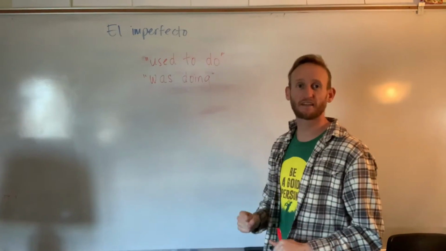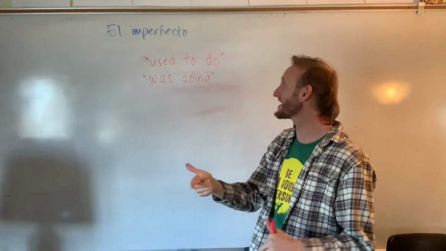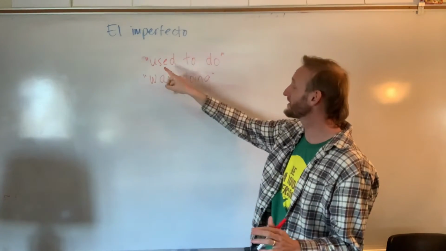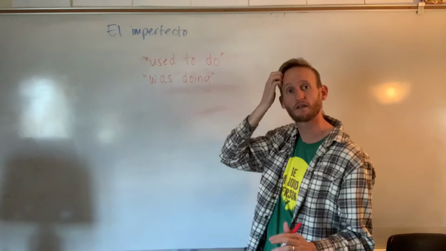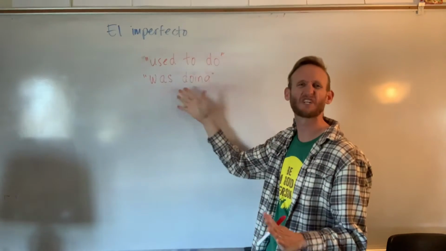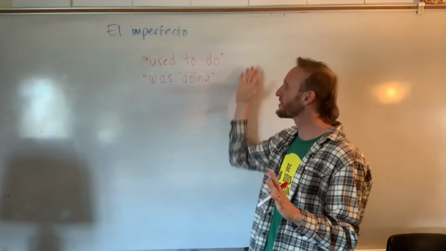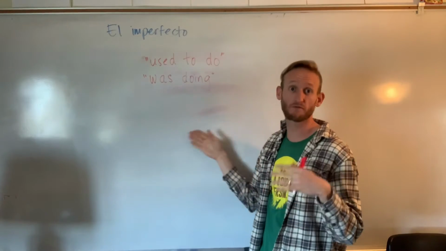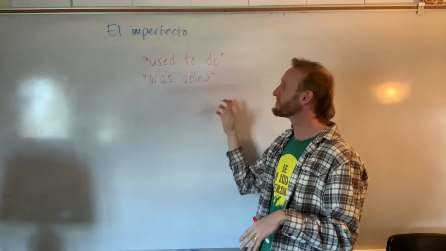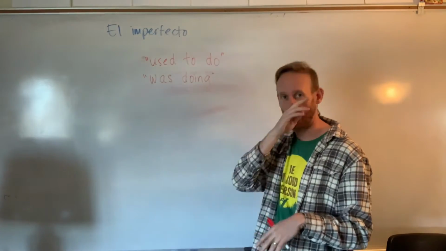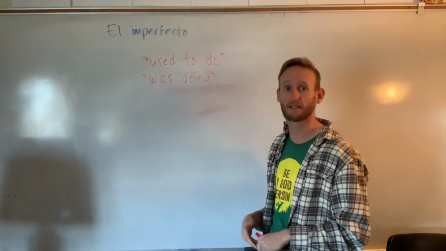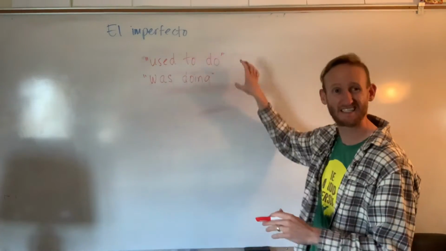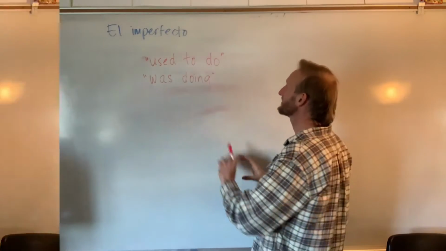For the imperfect, think descriptions, scene setting, but also it can express like used to do something or was doing something. So make sure you write this down as well as the scene setting stuff, and kind of have this in your back pocket. We're going to get to this stuff a little bit later in the semester, but just have that handy.